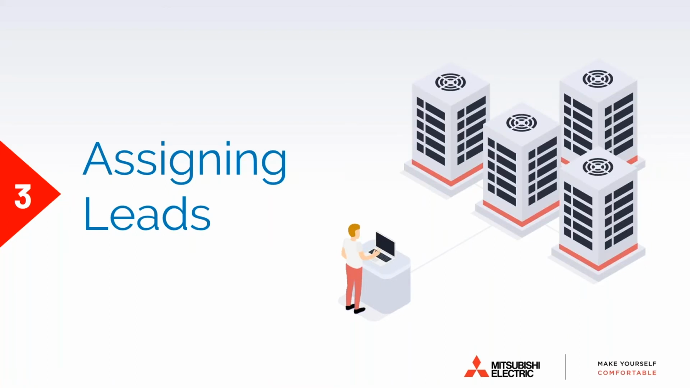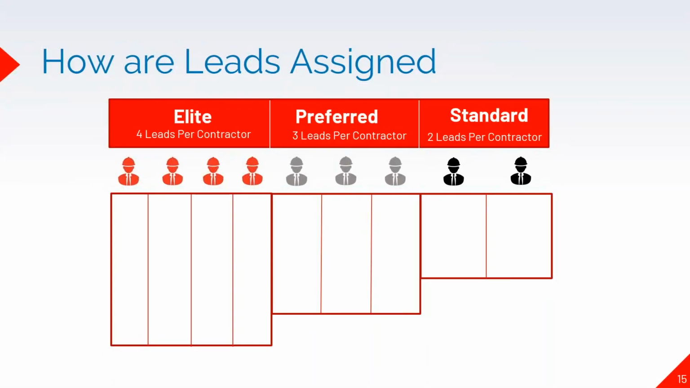Assigning leads. So how do we assign these leads that come into our system? When a lead comes into our system that is assigned, it is sent to 3 contractors. And the tier determines who gets this lead. So as most of you know, we have 3 different designations for our contractor programs: elite, preferred, and standard.